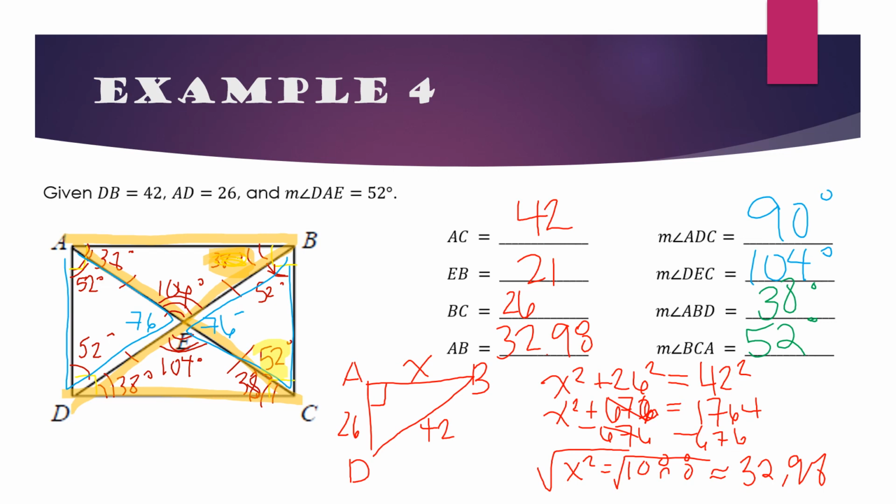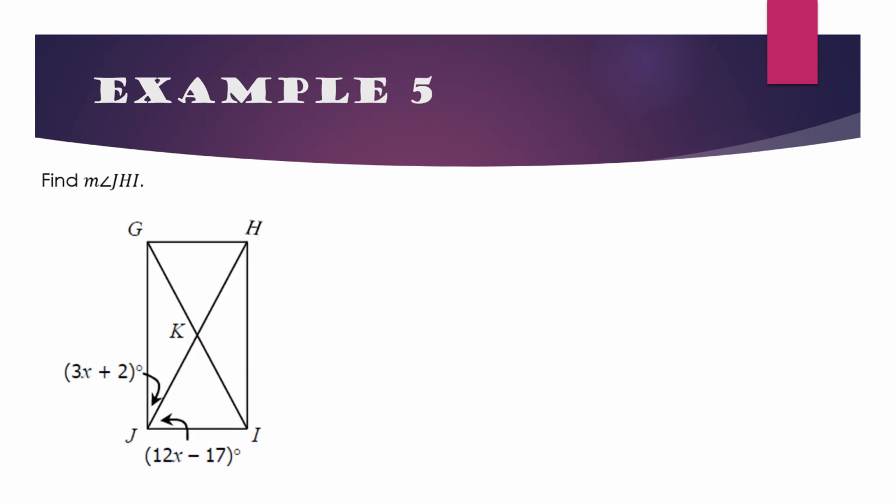So let's do something that's a little bit simpler. In this one, we're looking for the measure of angle JHI. So JHI would be this angle right here. That angle is going to be congruent to this one that's marked 3x plus 2. But I can't find the measure until I figure out what x is. So the two angles that are given, we do know that those add to equal 90 degrees because it's a rectangle and the angles are 90 degrees. So those angles are complementary.